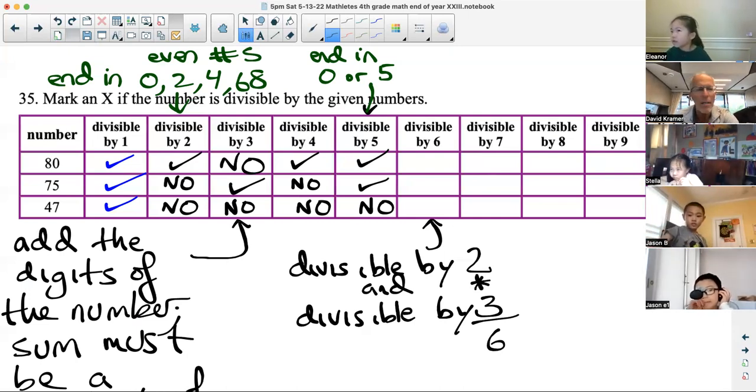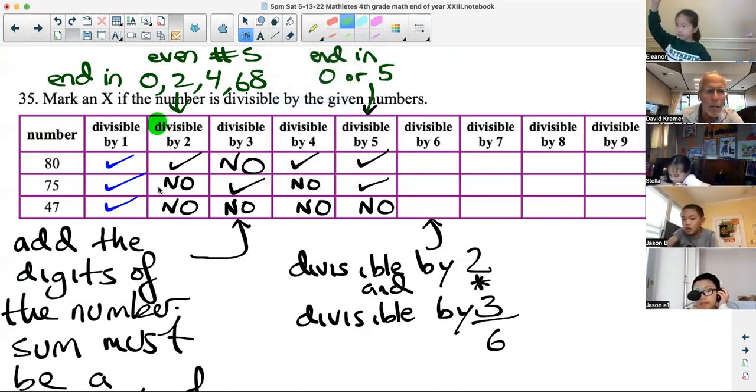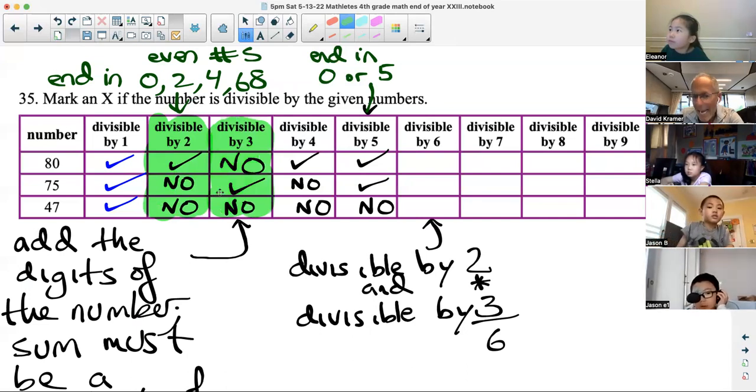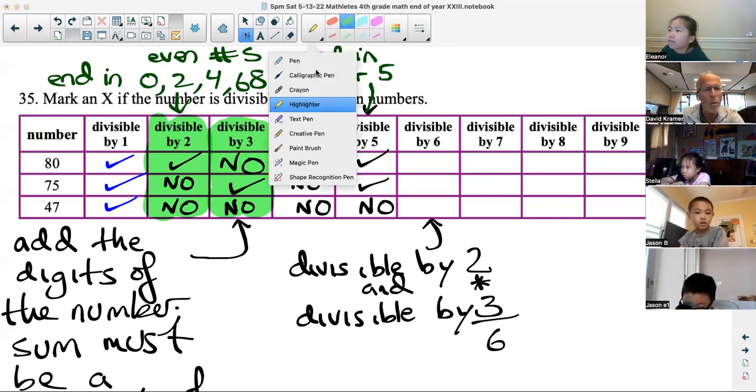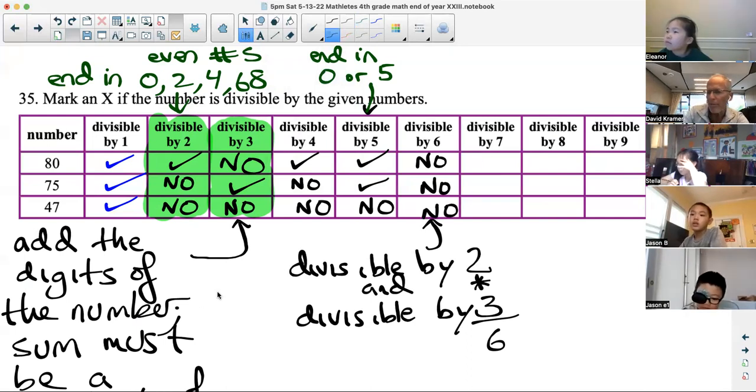So now, is the number 80 divisible by 6? Don't answer fast, but I want you to look at the 2 columns here, because you'd have to have a check next to both of these in order for the number to be divisible by 6. Do any of these numbers have checks on both 2 and 3? No. So none of these numbers can be a multiple of 6, because you would have to have a check on both of them.